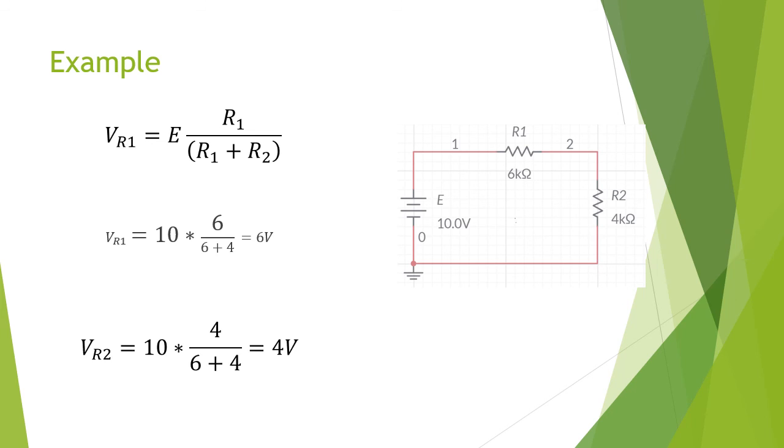Then to find the voltage across the second resistor, we do the same thing again. It's the same source voltage, 10, times the value of the resistor we're looking at, which is 4, divided by the total resistance, 6 plus 4. That gives us 4 volts. Again, that makes sense. The voltage drop across each of these two resistors is proportional to the resistance they provide in comparison to the total resistance of the circuit.